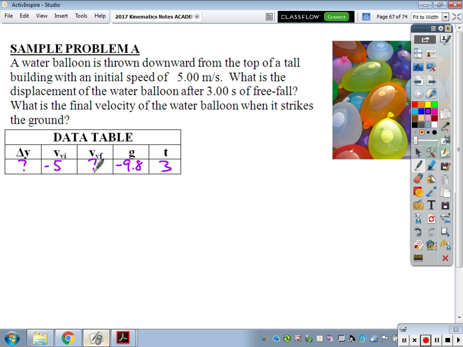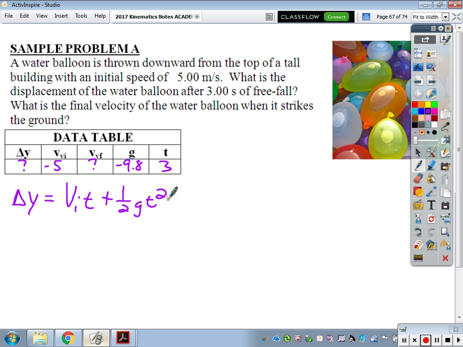But if we're going to solve for the displacement without the final velocity, which one of our kinematic equations are we going to use? Which one are we going to use? Delta y equals v_i t plus 1/2 g t squared. Okay, we can try that. So v_i t plus 1/2 g t squared.